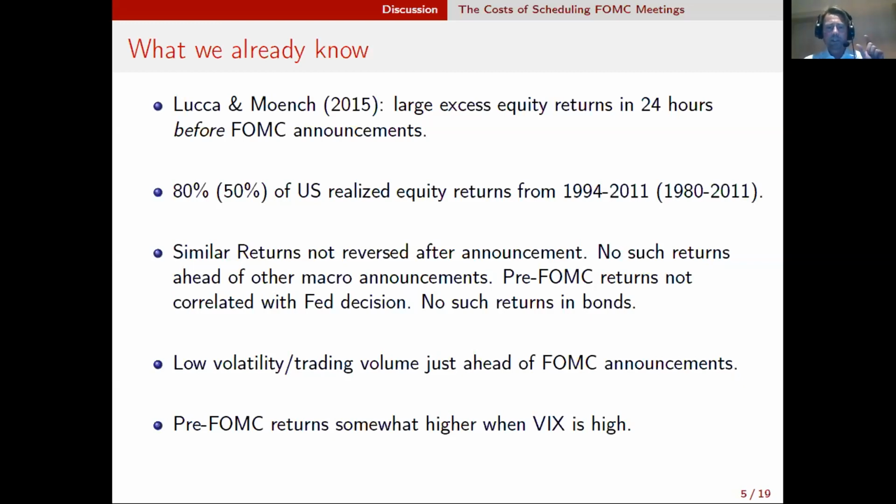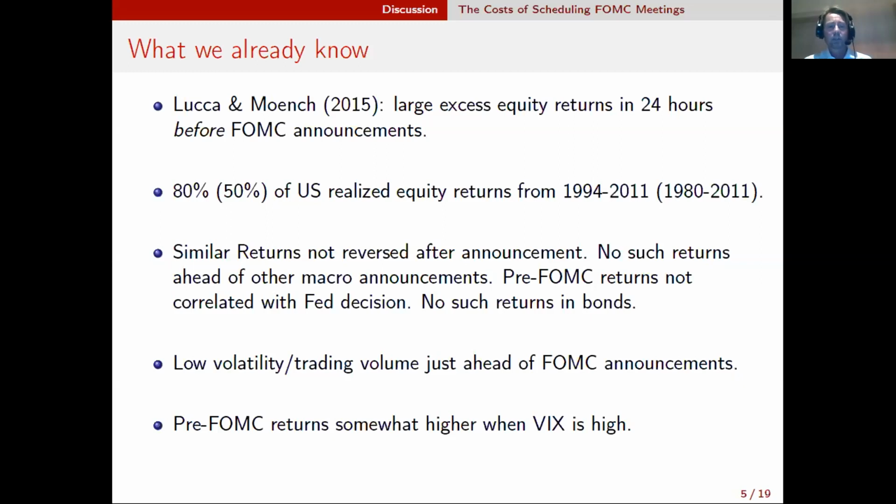There are a number of additional facets of the empirical results that we document in our paper, and others have also contributed to documenting, that I think are important for teasing out what's really going on around FOMC announcements in the stock market and markets more broadly. So we find that the returns are not reversed after the announcement. There are no such returns ahead of other macroeconomic announcements. The pre-FOMC returns are not correlated with the Fed decision, and there are no such returns in bonds.